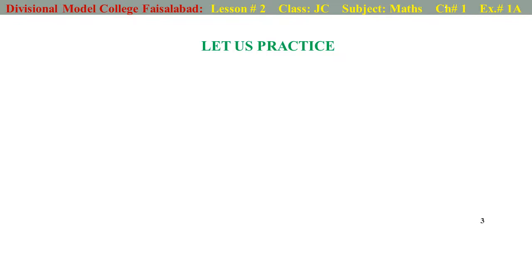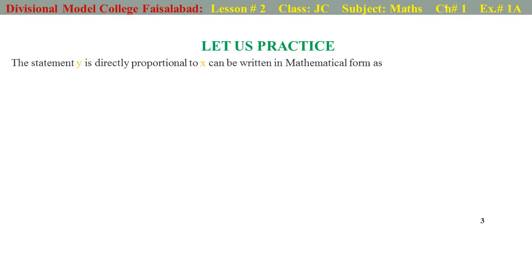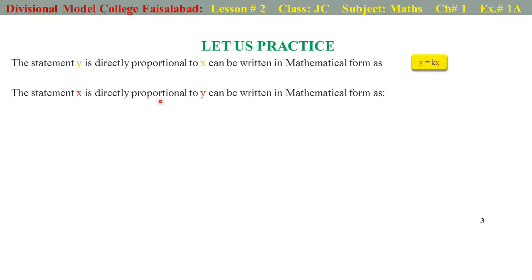Now let us practice some statements. As we have just studied, the statement y is directly proportional to x can be written in mathematical form as y is equal to kx. The variable on the left hand side is equal to k times the variable on the right hand side. Now look at some statements and write them in algebraic form. x is directly proportional to y. How will you write this statement in mathematical form? Write on your notebooks, please.